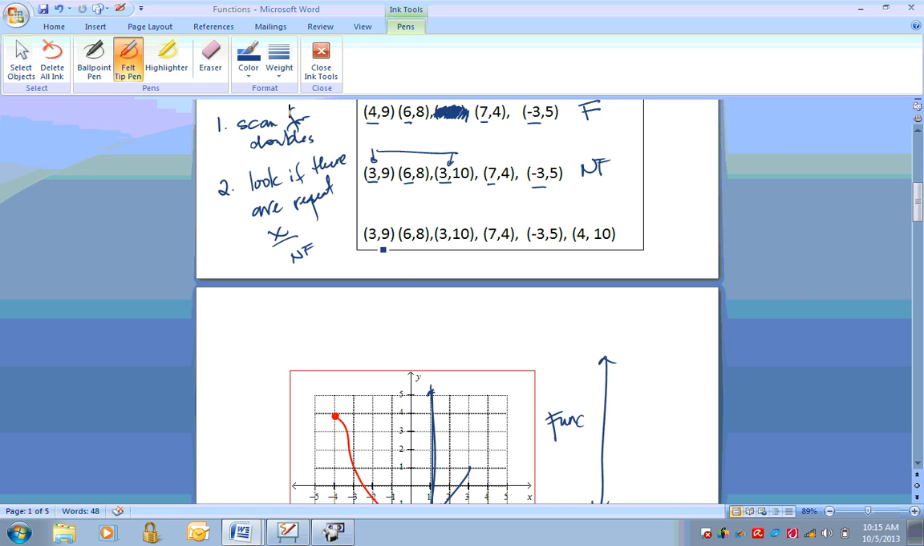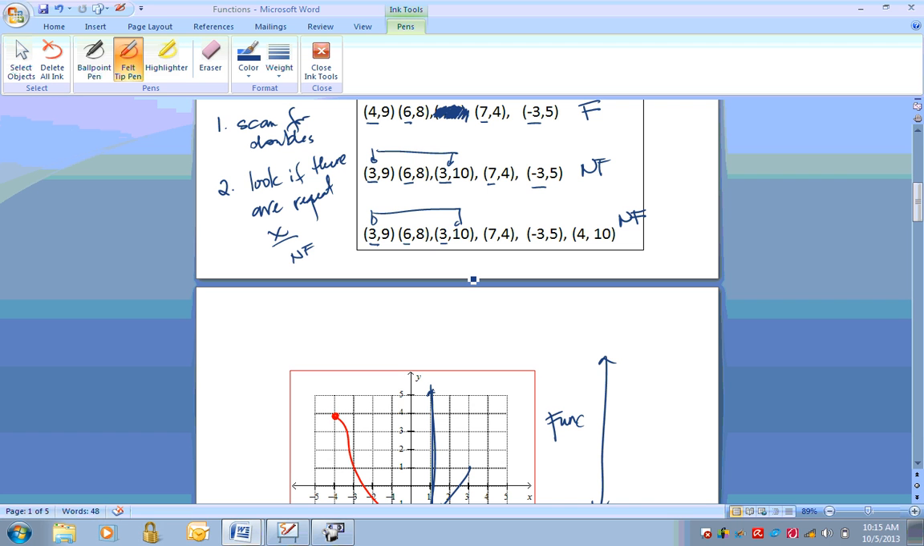Now here's the next one. Again, let's scan for doubles. (3,9), (6,8), (3,10), (7,4). There are no doubles, and I'm going to scan for x's. Oh, there it is again. I see that button 3 was giving me a 9 and it was giving me a 10, so therefore the x repeated. Not a function.